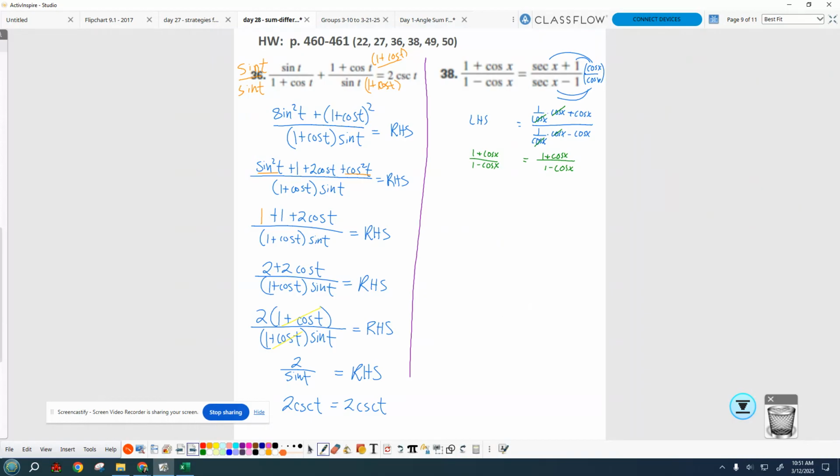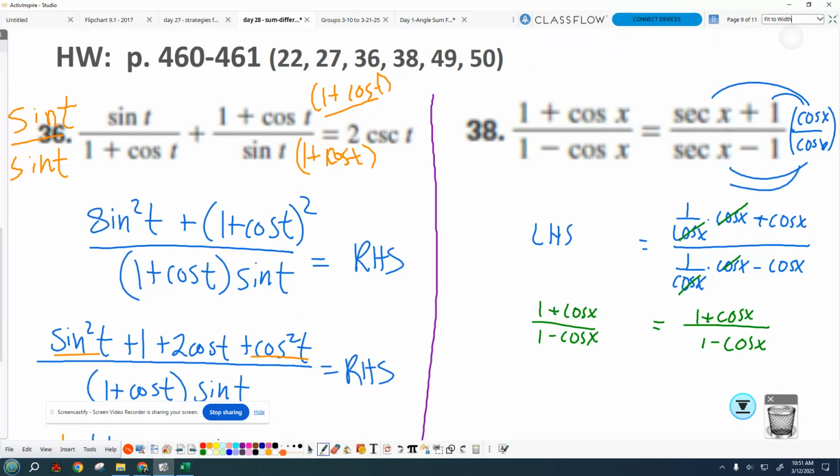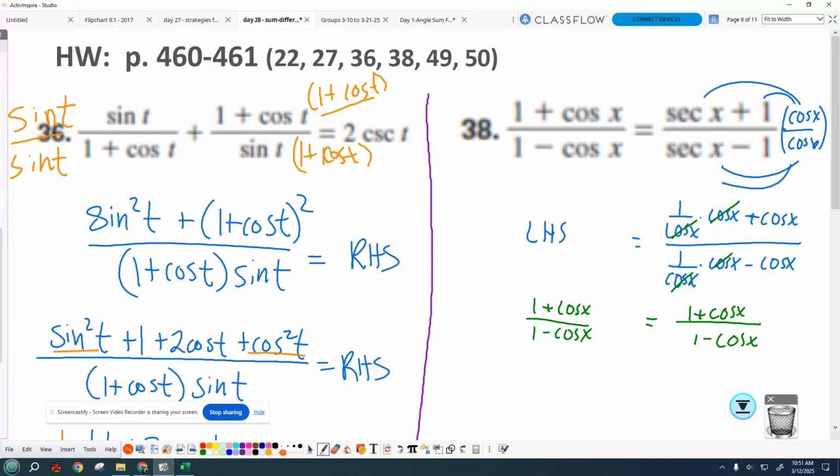Other of these, yeah. I love 38. It's stealthy simple. So, looking on the right side, I got some cosines. I like cosines, and I know secant is 1 over cosine, so on the right-hand side, I'm gonna turn secant into 1 over cosine, and I'm just gonna multiply the top and bottom by a sneaky 1 of cosine over cosine. Distributing to everybody. Stuff cancels, and in one step, I get the other side.